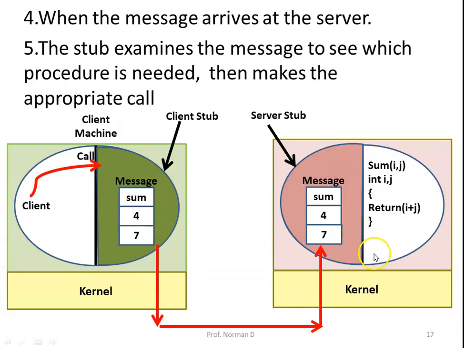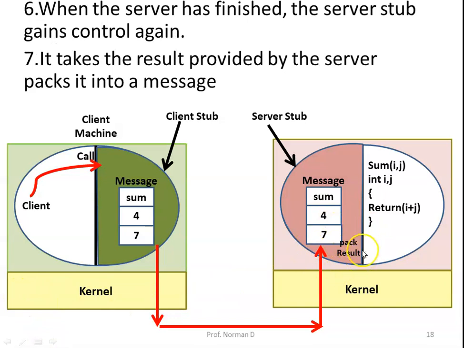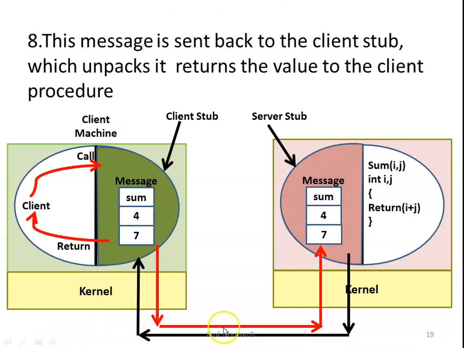Now the result that is generated is 11 in this case. So the server will pass the result back to the server stub, pack the result in the server stub, and then send it back to the client machine. When it reaches the client stub, it will check whether it belongs to that particular client or not, and then it will unpack that particular message and give the result to the client procedure. This is how an RPC mechanism works.